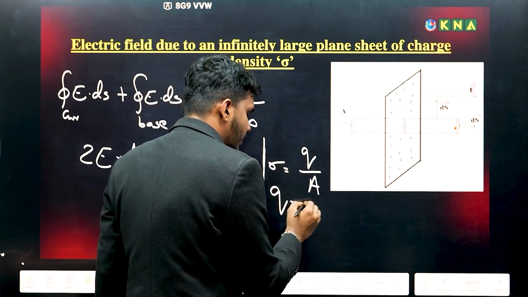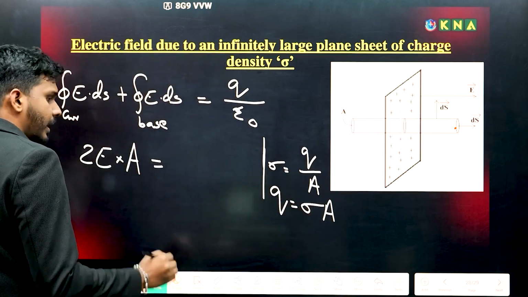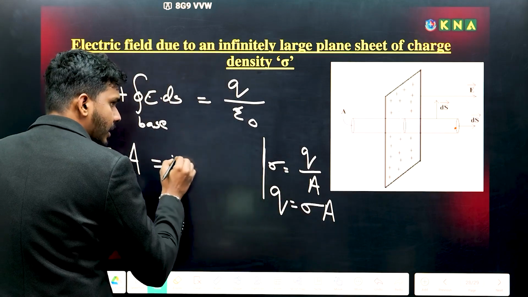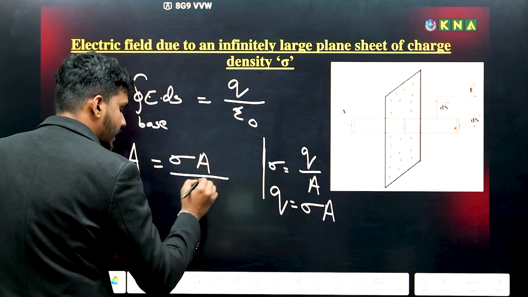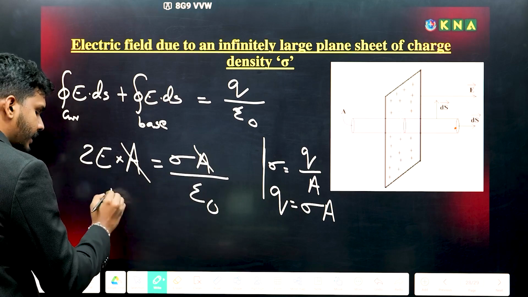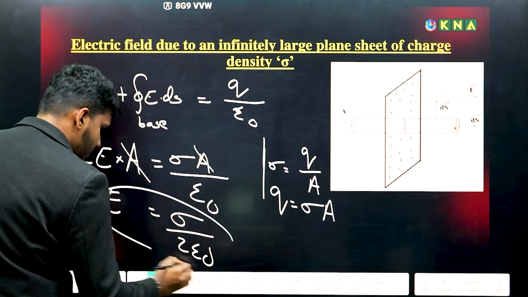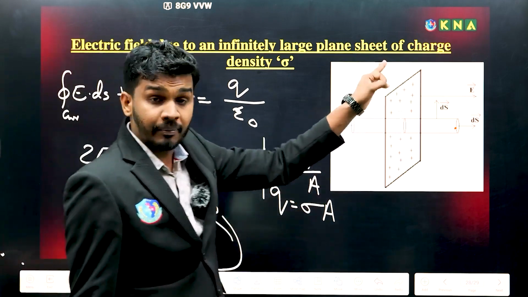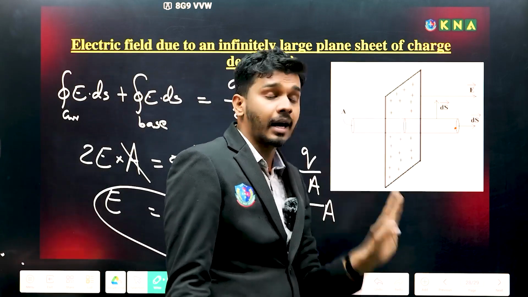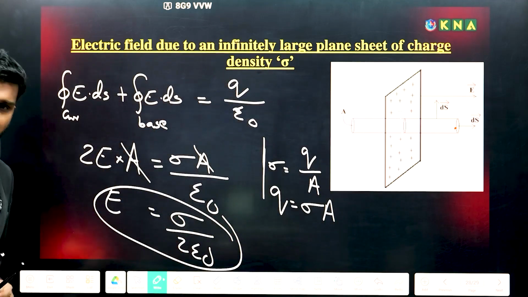Then Q is equal to sigma A. You can consider Q is equal to sigma A here. So sigma A by epsilon naught. A cancels. Then the electric field is equal to sigma by 2 epsilon naught. So the electric field due to a charged infinitely large sheet is equal to sigma by 2 epsilon naught.